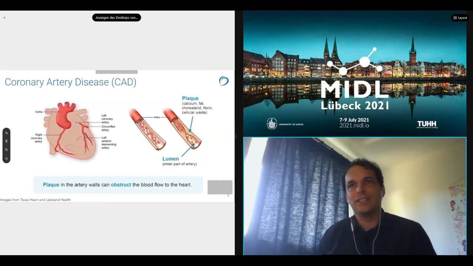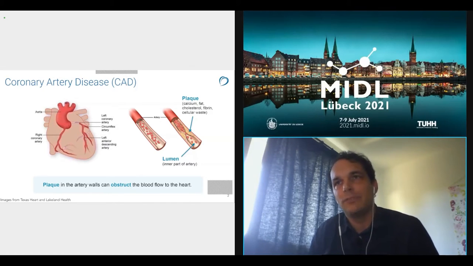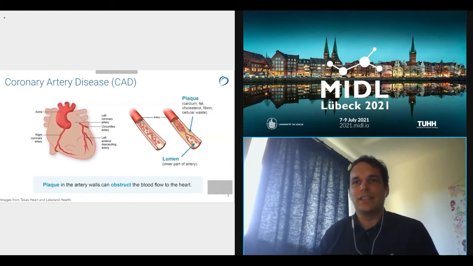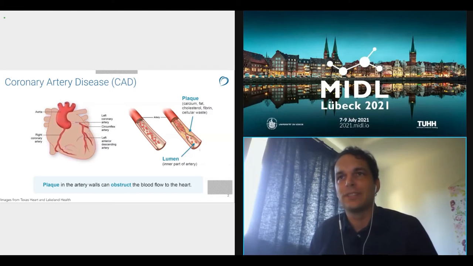Coronary artery disease is caused by a buildup of plaque in the coronary artery wall. You can see that here on the right, there's an artery vessel, and this wall here is extended, which obstructs the blood flow to the heart, and that can lead to a heart attack, for instance.